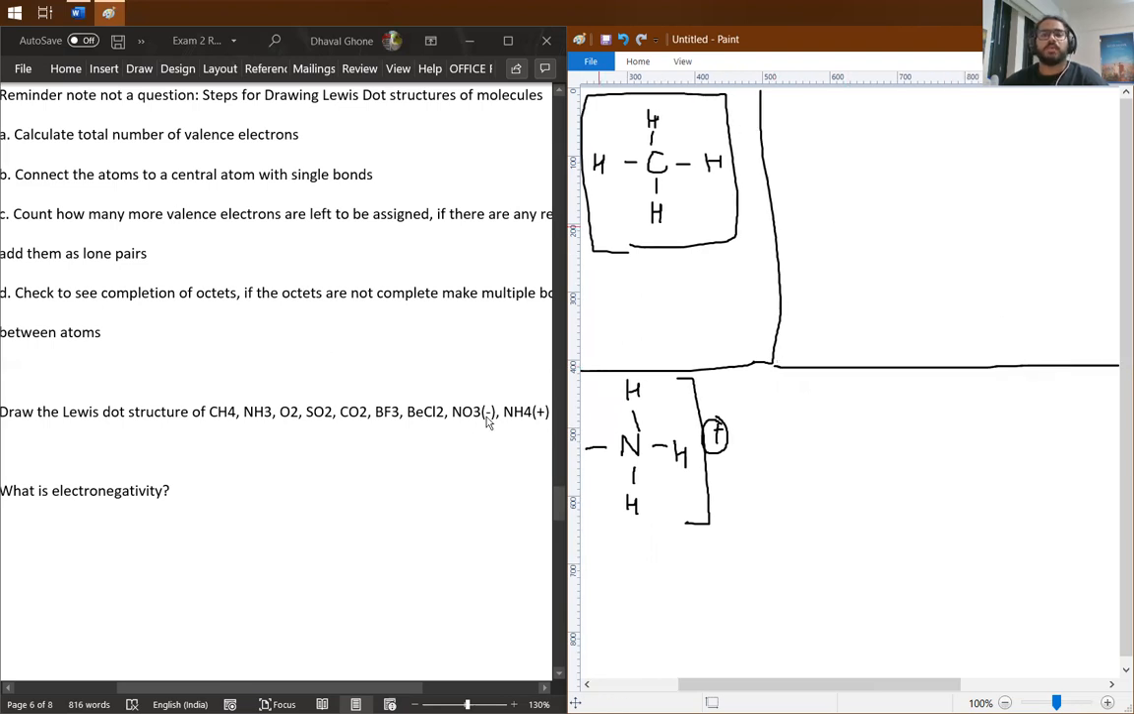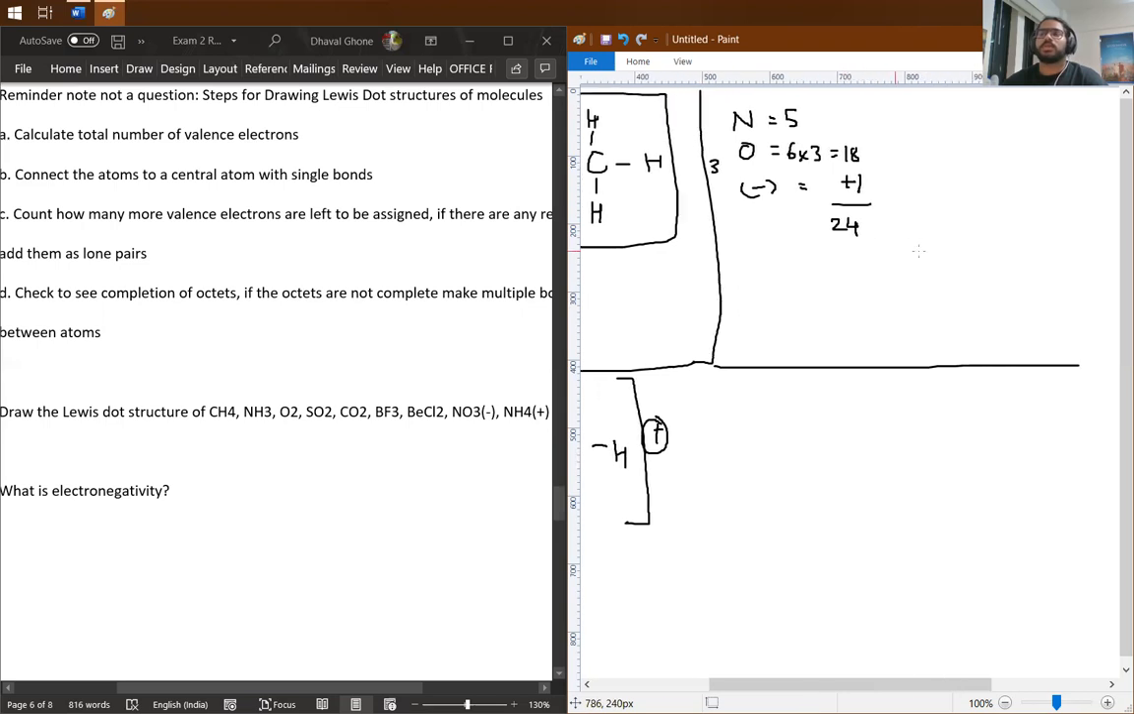Next one is NO3 minus. And so I'll say N and the 3 O's. N gives you 5 valence electrons. Oxygen gives you 6 times 3, so really it gives you 18 valence electrons in this compound. And there's one negative sign, which means there's one extra electron in the structure. So 18 plus 5 is 23, plus 1 is 24. I have to assign 24 electrons to the structure.